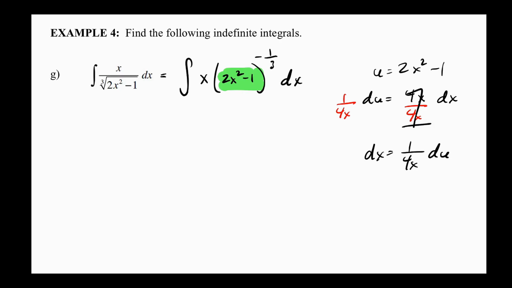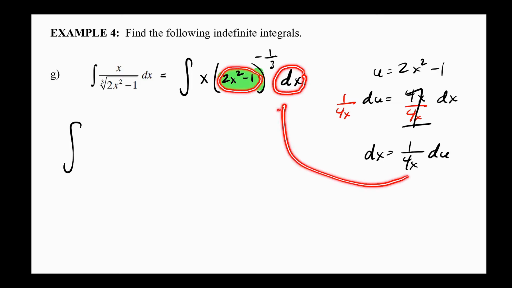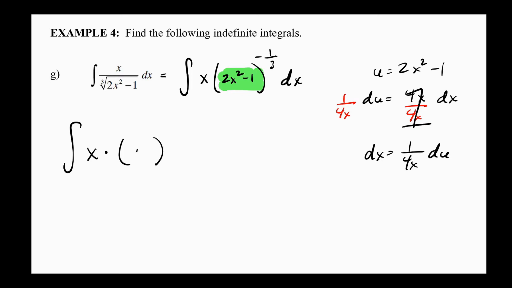Okay. So we got our u, got our du, solved for dx. Now we got to plug everything back in. Okay. So the highlighted part right here is going to change to u. Everything else is going to stay. So the x is going to stay. The power is going to stay. All right. So we have x times u to the negative 1/3 times, and then instead of dx, we got 1/4x du.